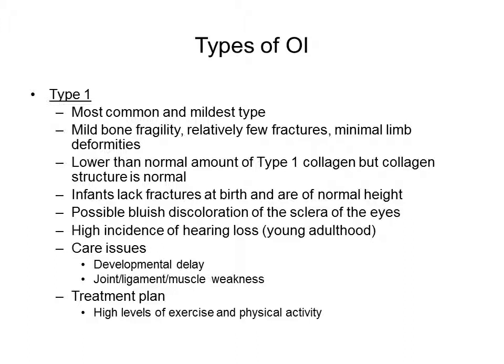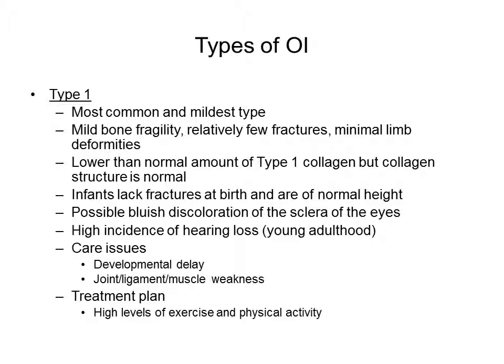So looking at the different types, type 1 of osteogenesis imperfecta is the mildest type. They have some mild bone fragility. There's relatively few fractures and minimal limb deformity. This is the kind of osteogenesis imperfecta I believe the child had that I worked with. There's lower than normal amount of type 1 collagen, but the collagen structure itself is normal. Infants lack fractures at birth and are of normal height. Something that's interesting, they might have bluish discoloration of the sclera in the eye.